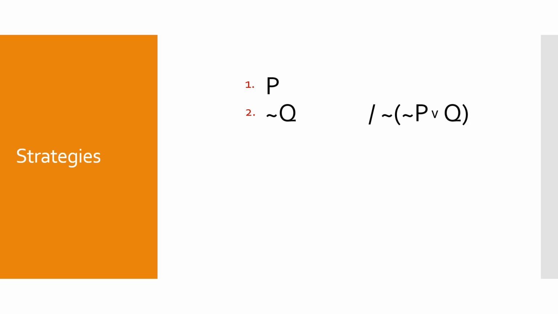Notice if the premises I have to work with are P, and then the second one is not Q, and then the conclusion I'm aiming at is it's not the case that it is not P or Q, we're doing pretty much the same thing with just an additional step. First of all, notice I can take number 1 and using the rule of double negation, say that P is now not not P, and those are logically identical to one another.